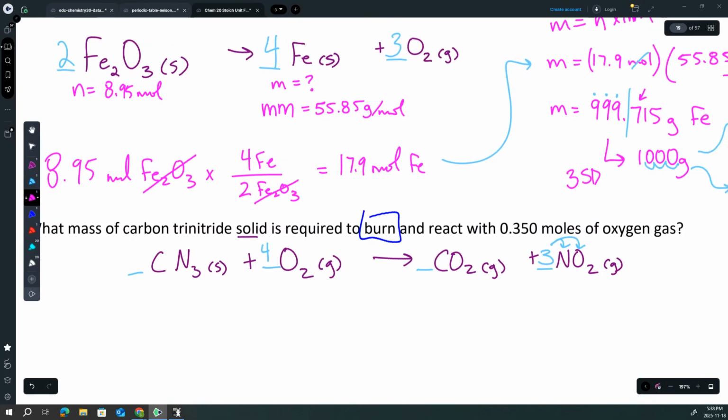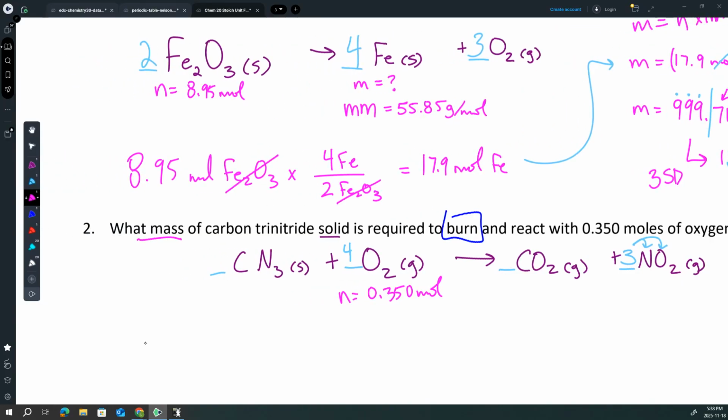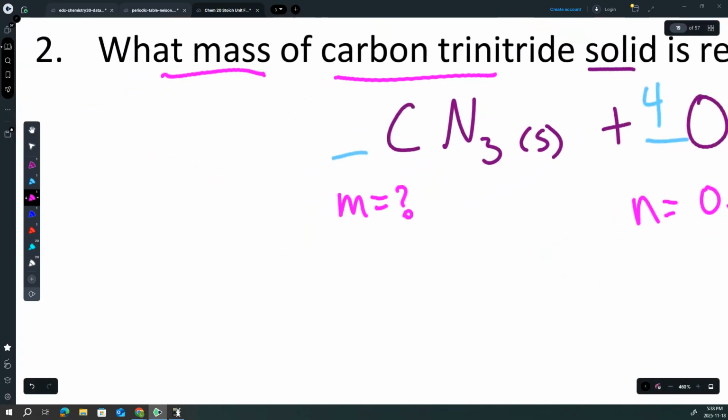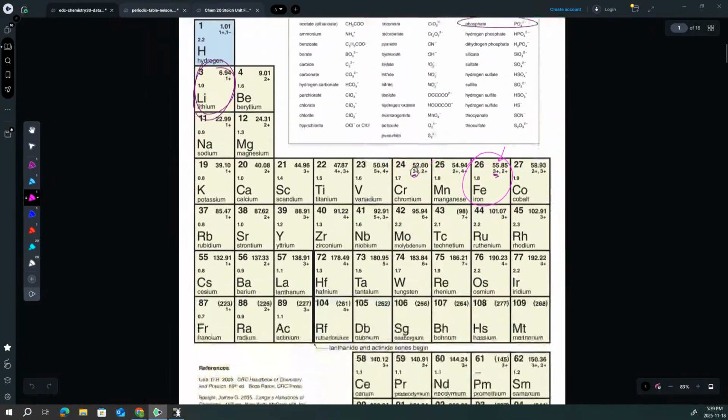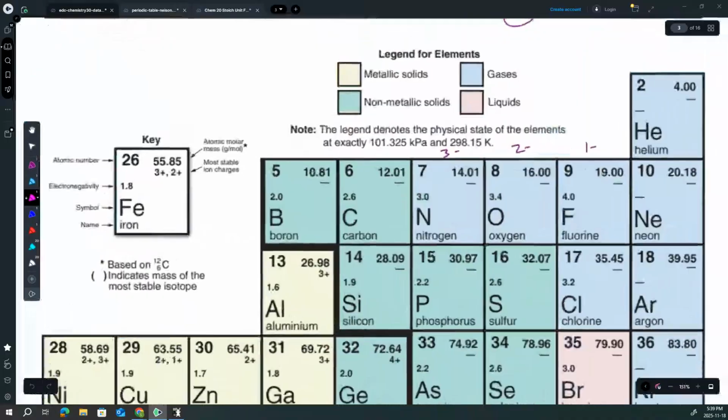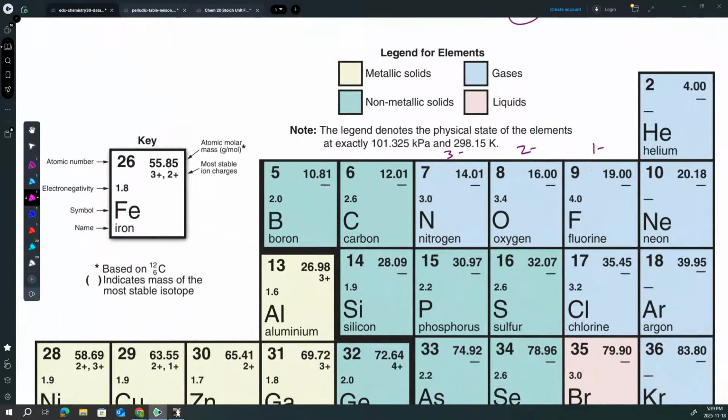Let's organize our information. So we got 0.35 moles of oxygen gas. Okay, and we're asked what mass of carbon trinitride. So mass, we don't know. And anytime you're looking for mass of a substance, you're going to want the molar mass. Okay, so now we got to do a quick review of how to figure out molar mass. So we're going to find each element on the periodic table. So carbon is 12.01, nitrogen is 14.01.